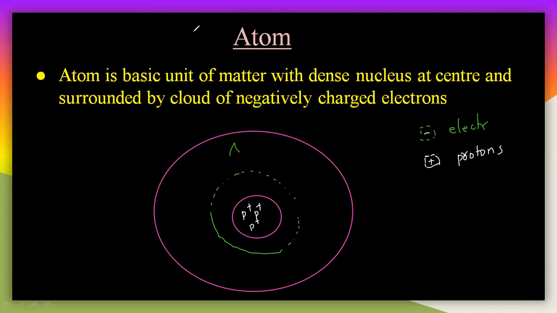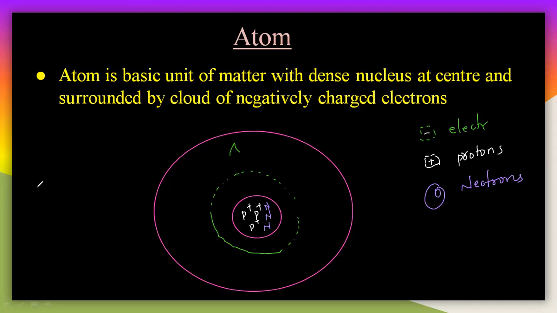And there are also the neutrons, which have zero charge. They are also present inside the nucleus like this. So we will discuss the atomic number and atomic mass.